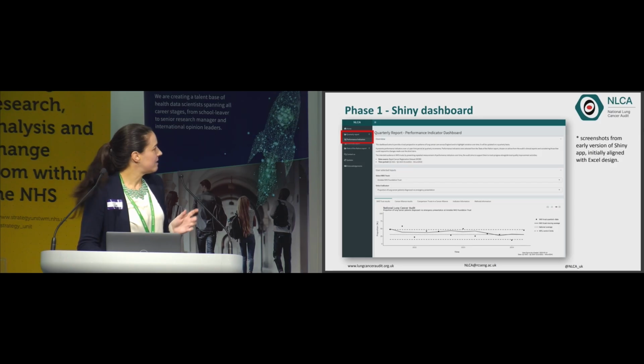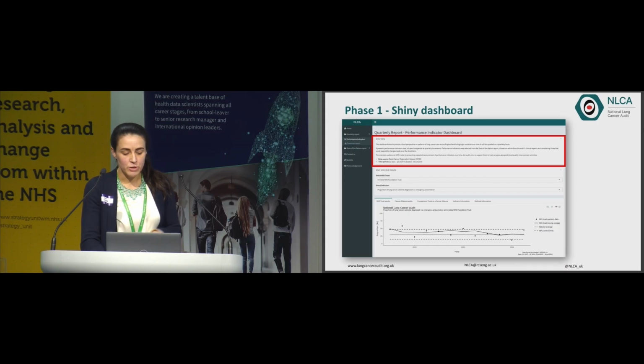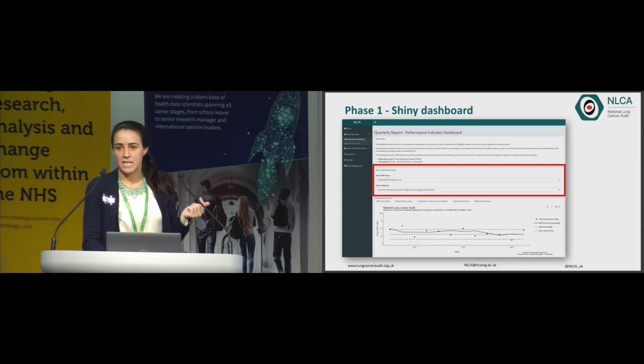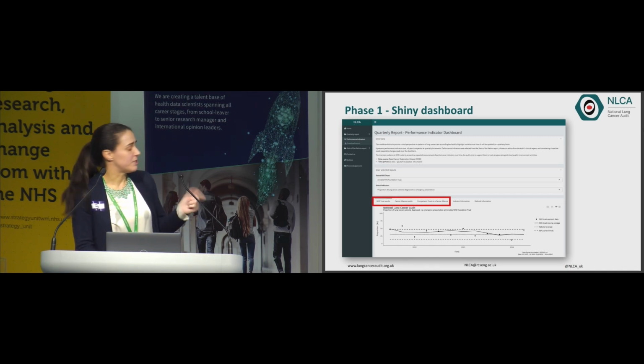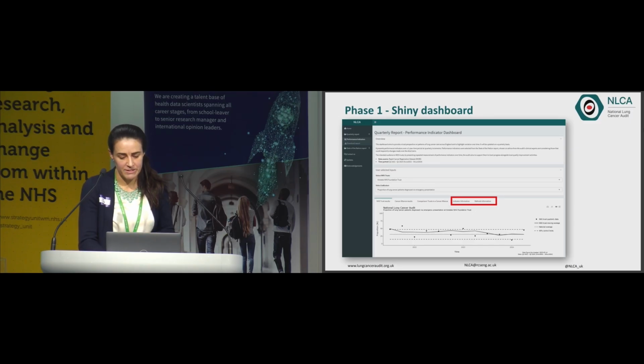So the left-hand side, the black panel, is the navigation bar. Currently selected is the performance indicators within the quarterly report. You'll see we start at the top just with an overview. This sets out the aims, the intended audience, the data source and the time period. Below that, you've got the same two user inputs, so selecting a trust and a performance indicator. Here you've got a number of results tabs and a bit of information about the indicator definition and our methods. And again, the figure is a time series over 3 years.